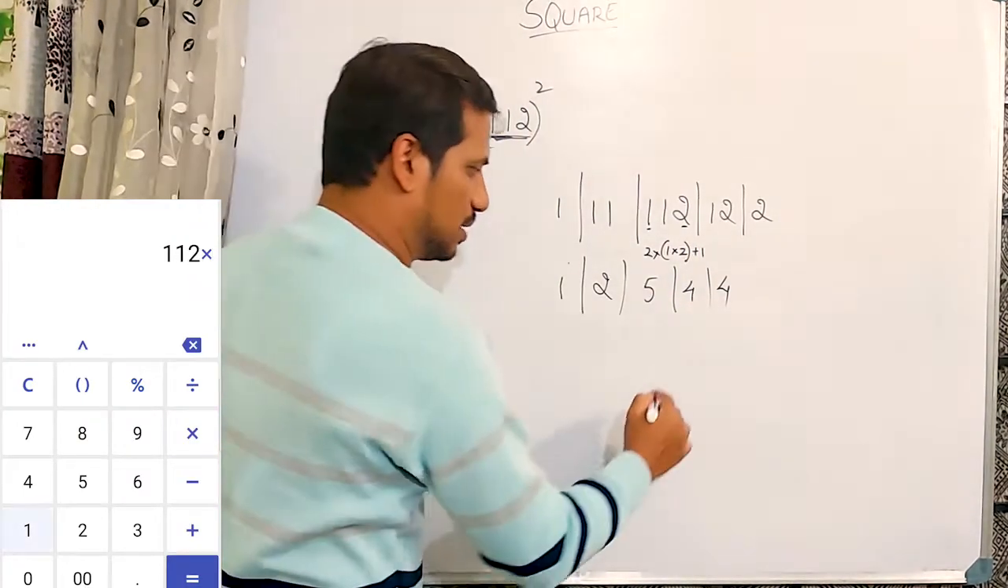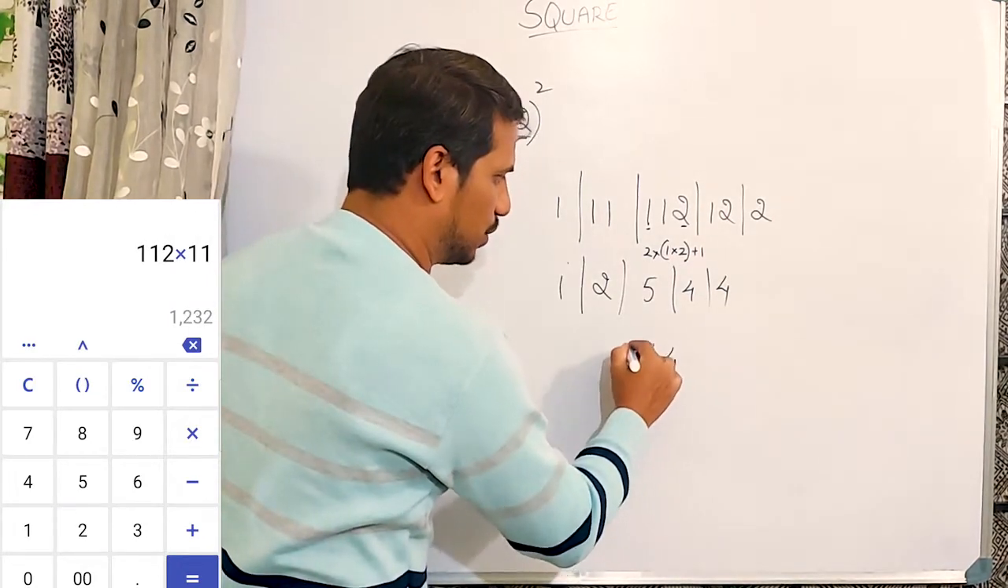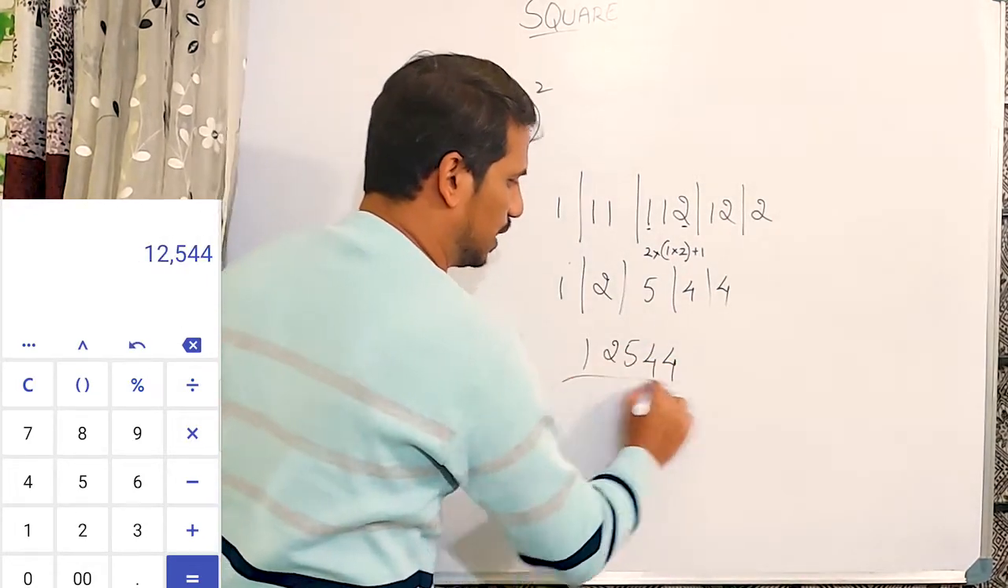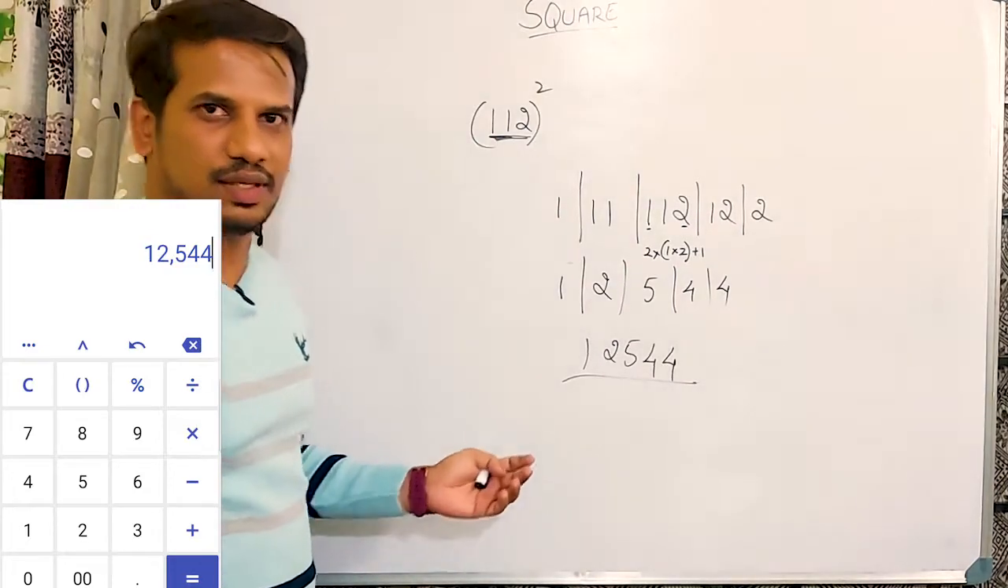So let's use the balancing method. So 4, 4, 5, 2, 1. 1, 2, 5, 4, 4 is the answer.